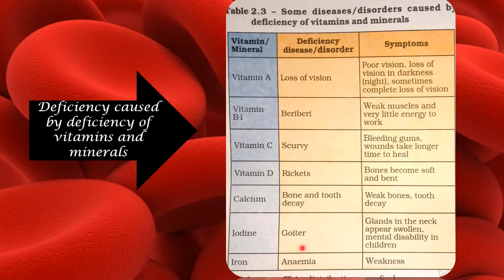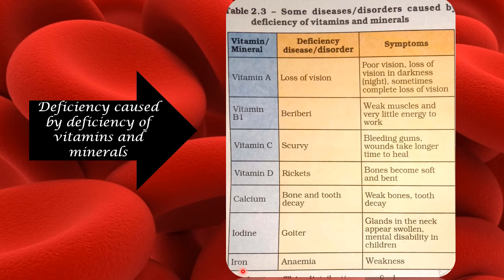Iodine, goiter. Lack of iodine leads to a condition called goiter. The throat will be protruded out. You might have seen some person where the throat is protruded out. Glands in the neck appear swollen. Mental disability in children.